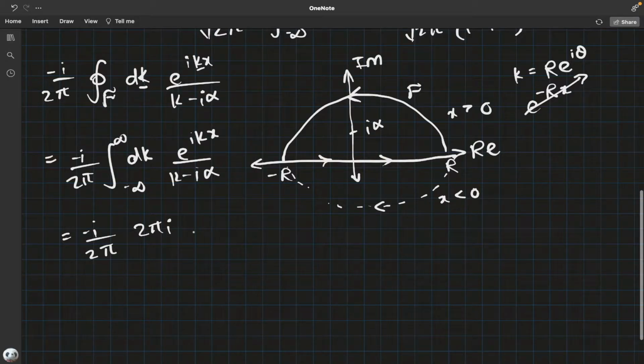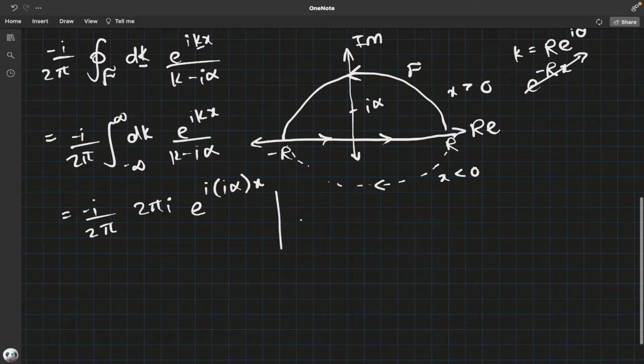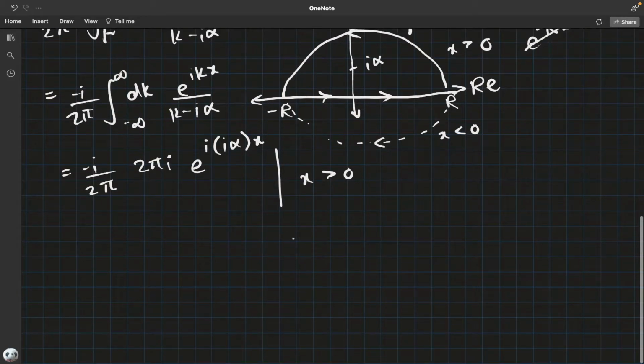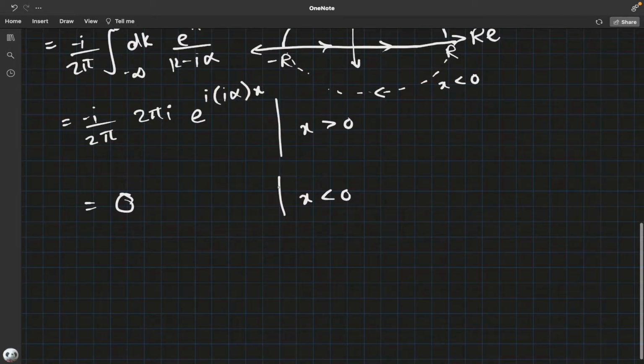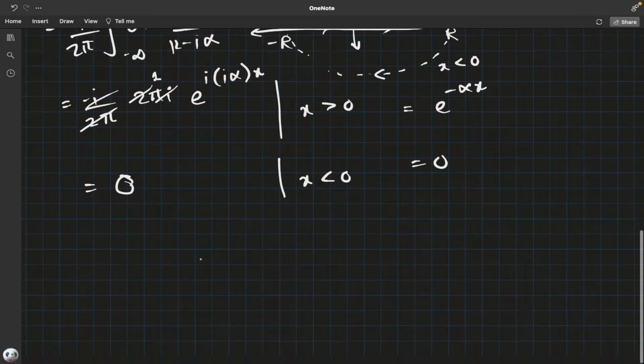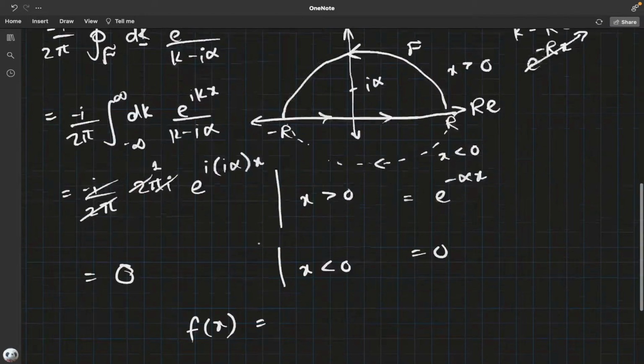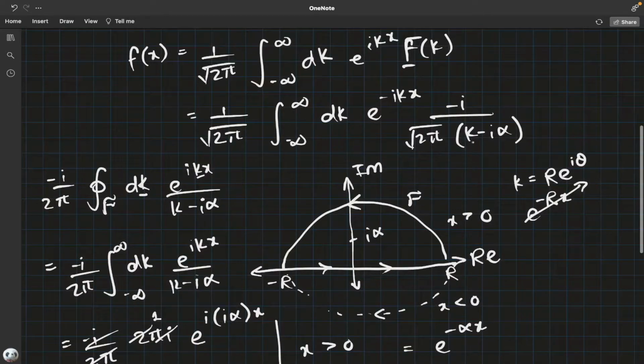The denominator really goes away with e to the i alpha x. And again, as I said, this is for positive x. For negative x, there is no residue down there. There's no pole down there. So it's just going to be 0 by the Cauchy-Goursat theorem. Well, the top guy, this cancels out. This becomes a 1. It is e to the negative alpha x, and this is 0. So we've regenerated our f of x by basically using contour integration.